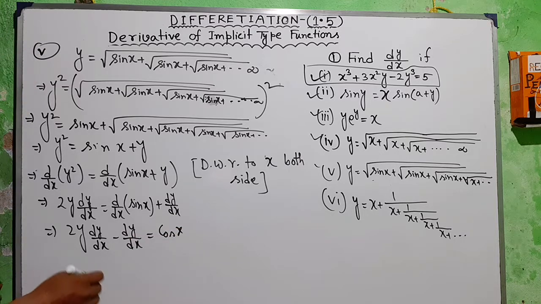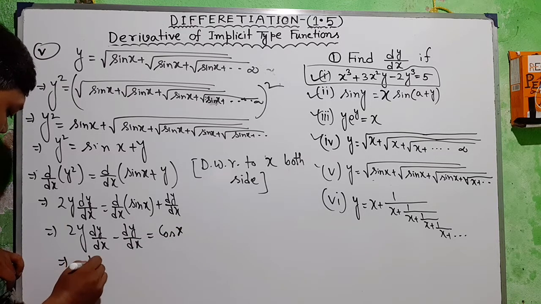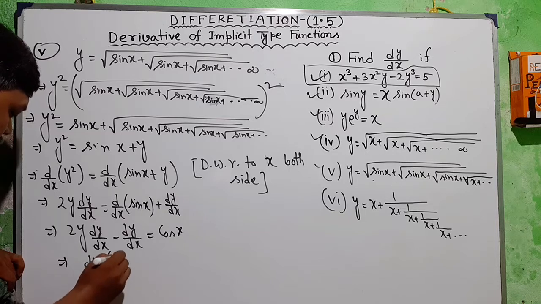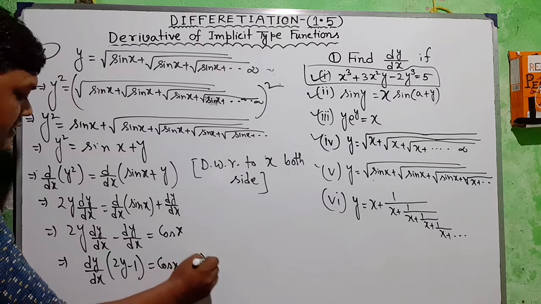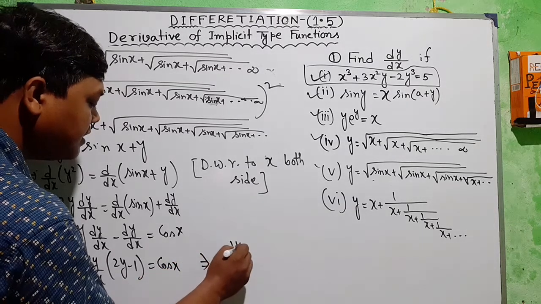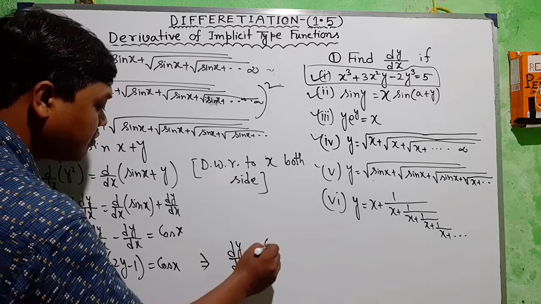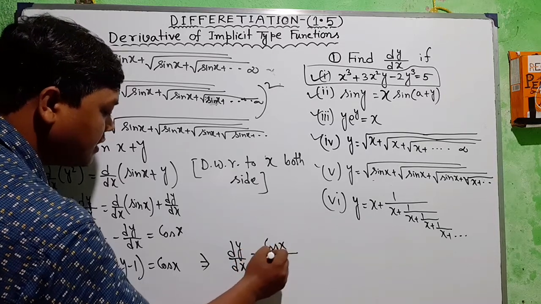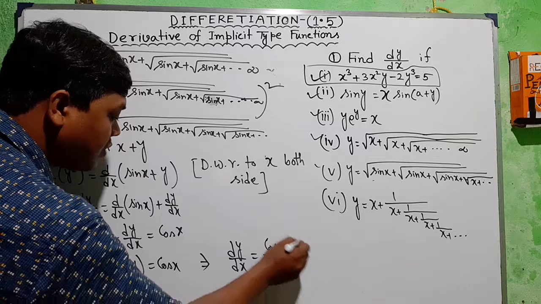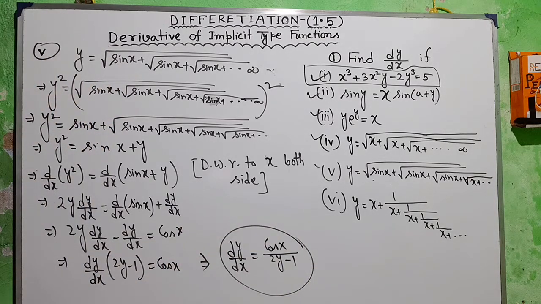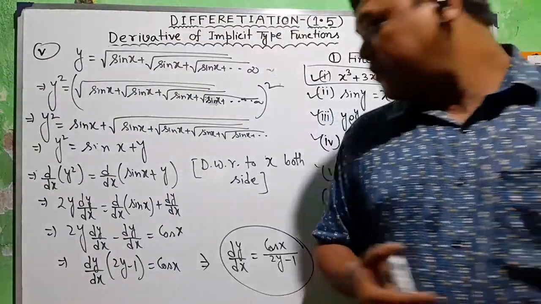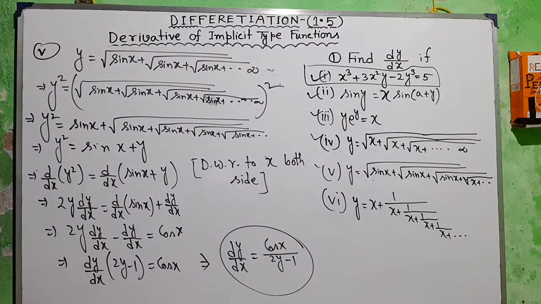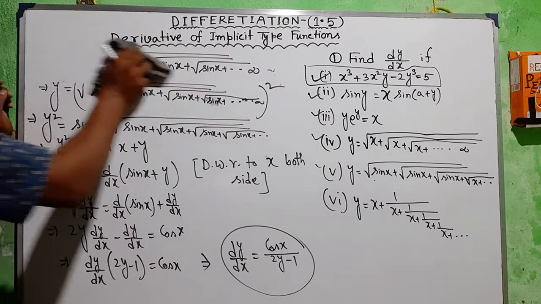The derivative of sin x is cosine x. So dy/dx is the common part, that gives (2y minus 1) dy/dx equals cosine x. So this implies dy/dx equals cosine x by 2y minus 1. Okay, that is the required answer. Clear? So question number 5 has been solved. Next, question number 6. You have already copied question number 6.